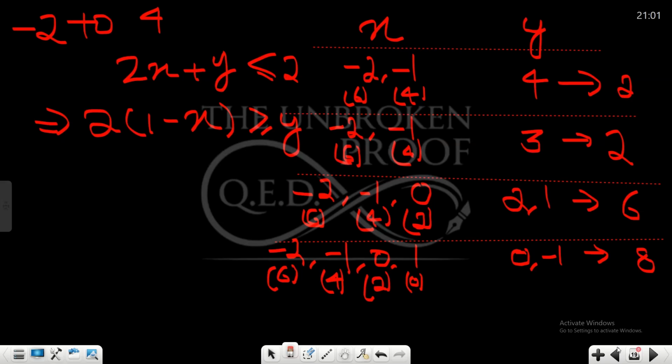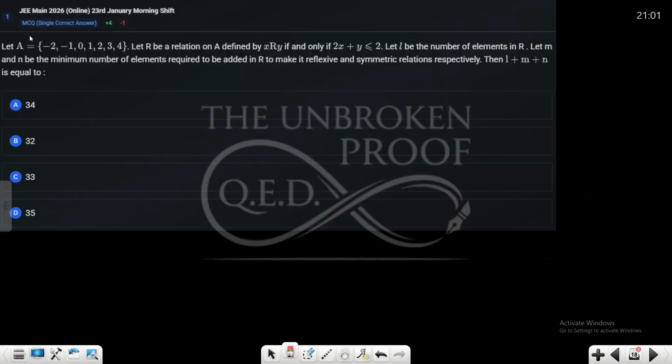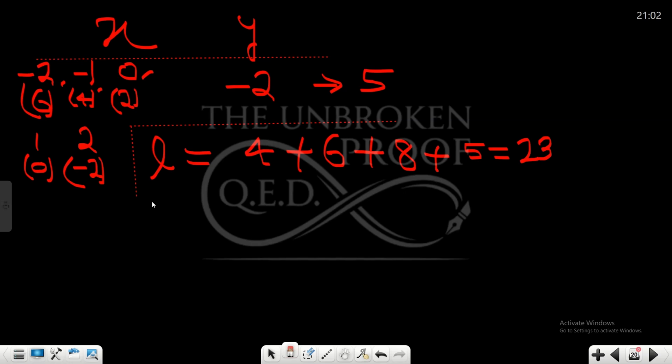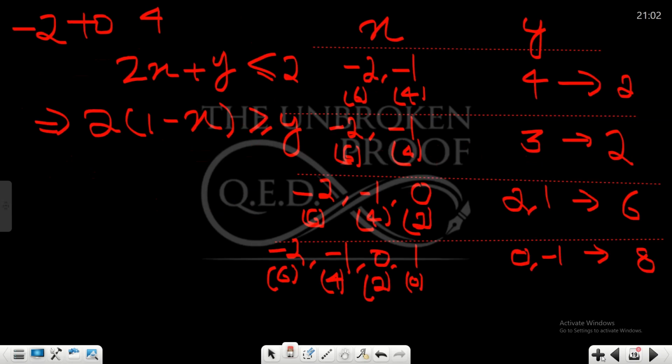So the minimum elements to be added to make it reflexive comes from -1, 1, and also -1 already is there, so -1 is not required. So we need reflexive from 1, 2, 3 and 4. So that's why M turns out to be 4. Okay, now let us see N.